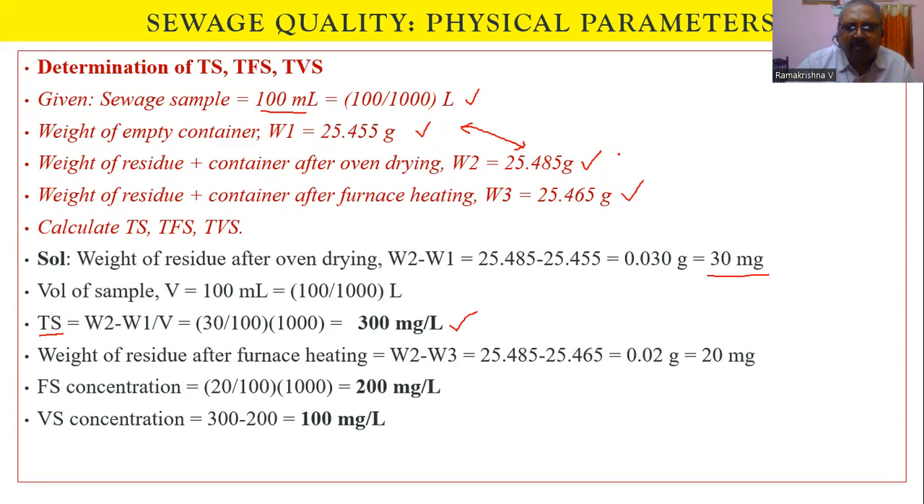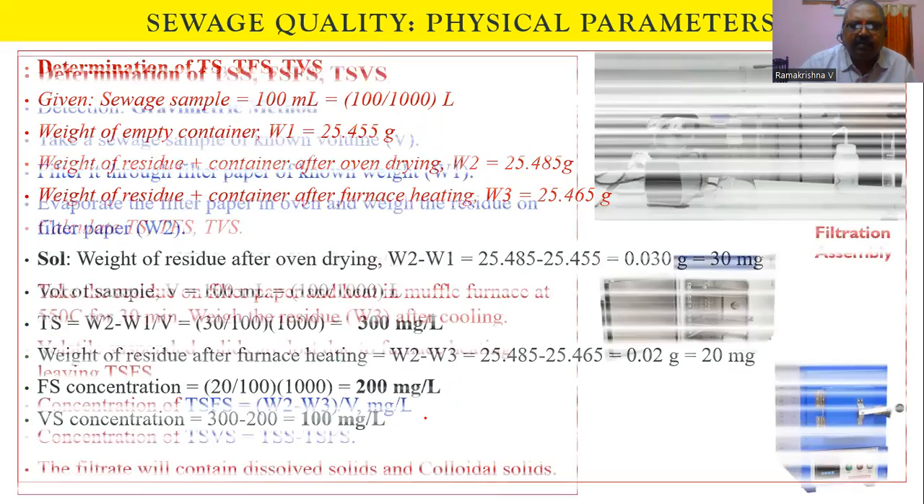And the second step is, you take the difference of these two, oven drying and furnace heating, and fixed solids are remaining. So that is 20 milligrams, and 20 milligrams in the same sample, 100 ml of sample, comes out to be 200 milligrams per liter. The difference of the total solids and fixed solids is the volatile solids concentration.